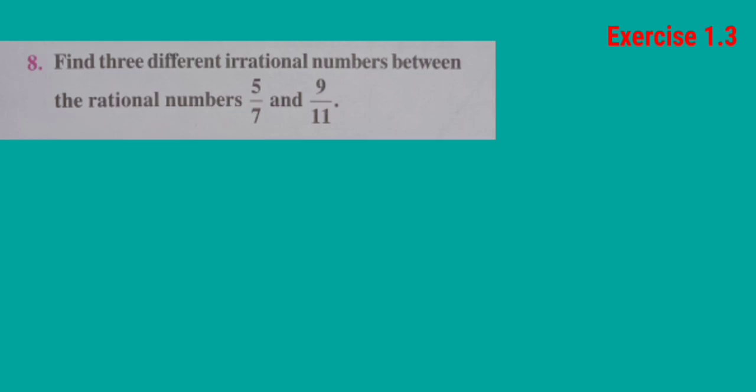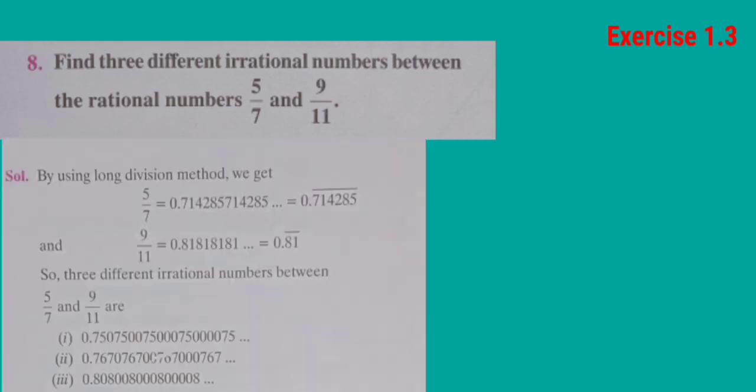First of all, you have to find the decimal expansion of 5 upon 7 and 9 upon 11, and after finding the decimal expansion, you have to just write down 3 irrational numbers which come between them. Now come to question number 9.